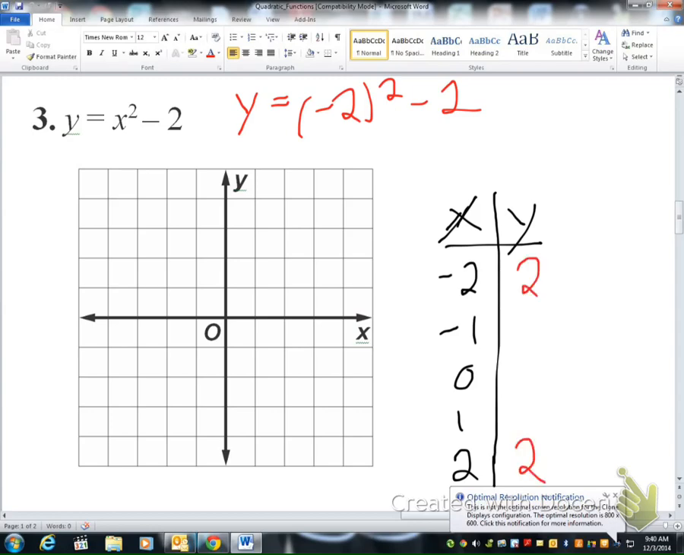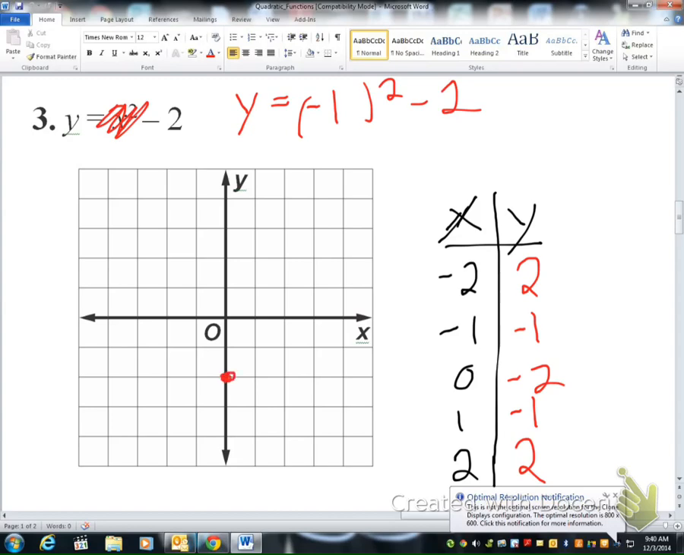All right, -1. If I plug that in, -1 squared is +1, minus 2 is -1. So this is -1, and that one's -1. And then the last one we have is 0. Which again, the 0 is easy because it just makes that term go away, so I'm left with -2, right? So doing that on a graph, we have 0, -2, so that's down here.